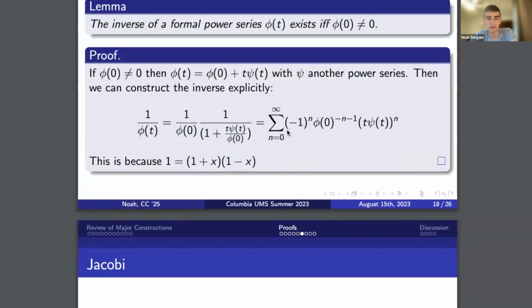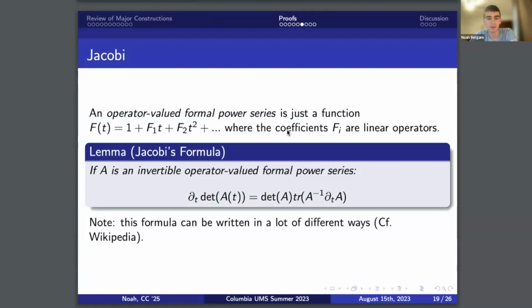Cool. So now we're gonna do something interesting, and prove Jacobi's formula using what we've done so far. So okay, an operator valued formal power series, as I said before, is just a function f of t equals 1 plus f1t plus f2t squared plus dot dot dot, where the coefficients are linear operators. So then Jacobi's formula tells you that if A is an invertible operator valued formal power series, then we have this relationship. I really should put T's here because we're talking about not a matrix, but again, an invertible operator valued formal power series.